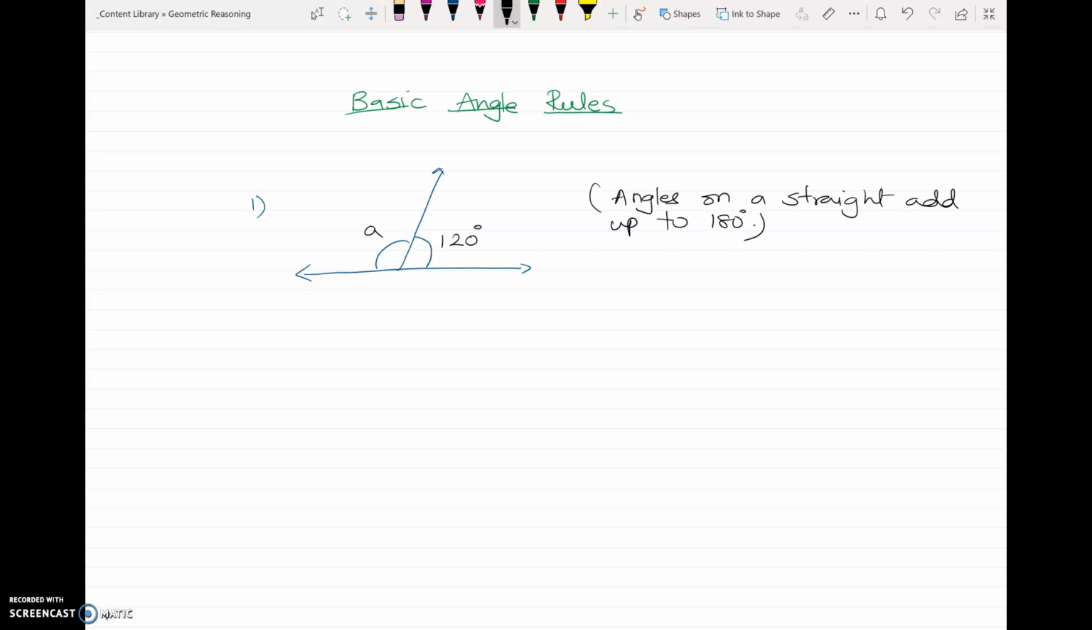Now you need to remember these rules, because when you are going to solve your problems, if you do not write the reasons, you will not be getting the mark, because the assessment that you're going to do is geometric reasoning. So you have to give reason for each and every step. All right, let's see how we can use it.